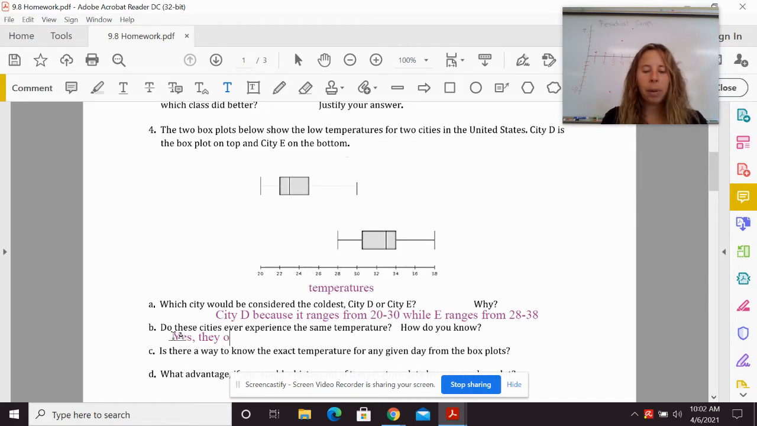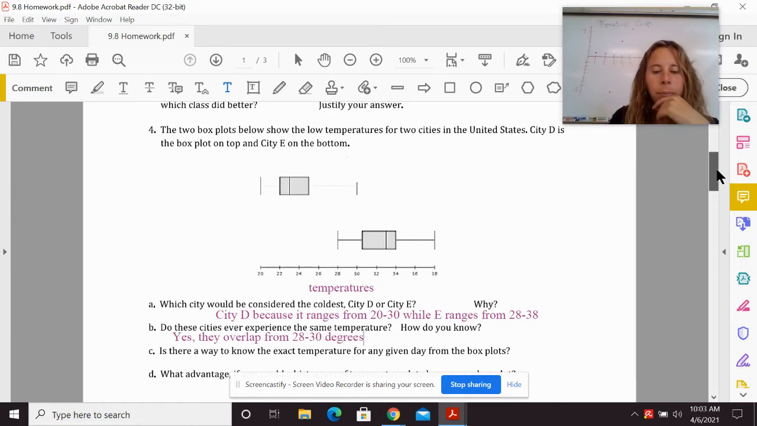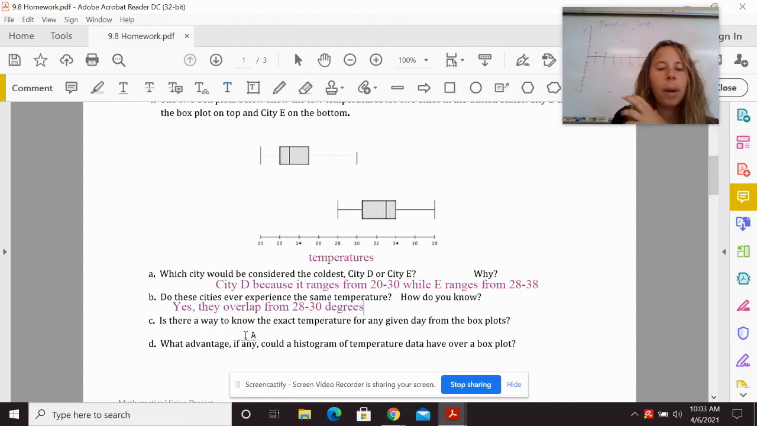They overlap. I guess it's where they share 28 to 30 degrees. All right. Is there a way to know the exact temperature for any given day from the box plots? Like, what was the temperature in city D on May 25th? Can I figure that out from the box plot? No.